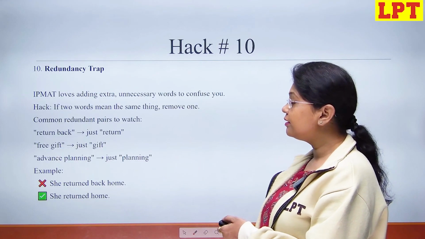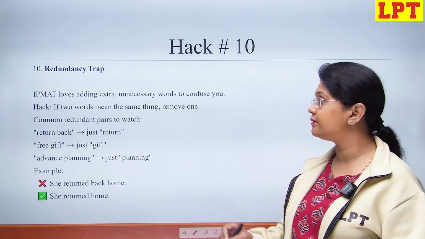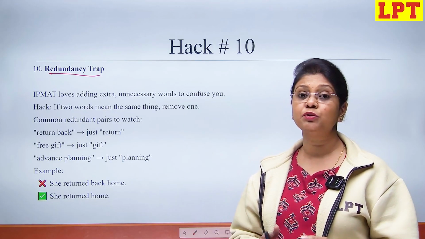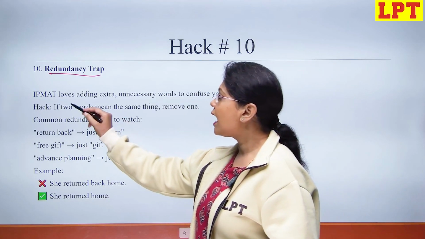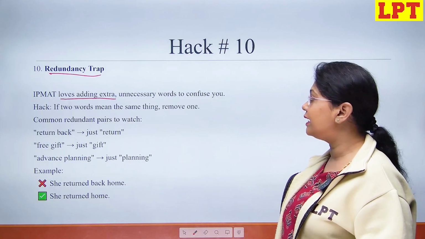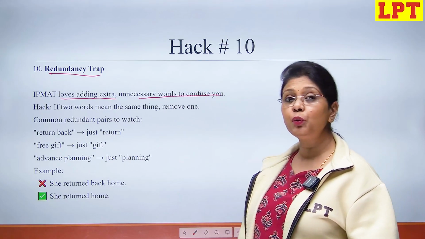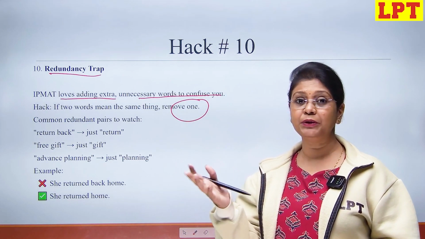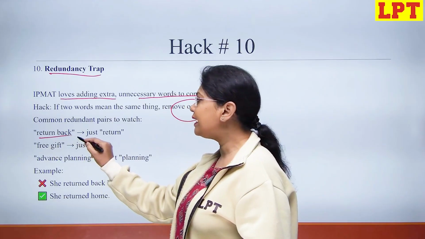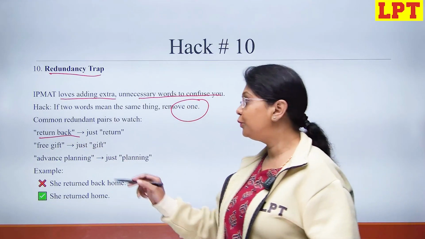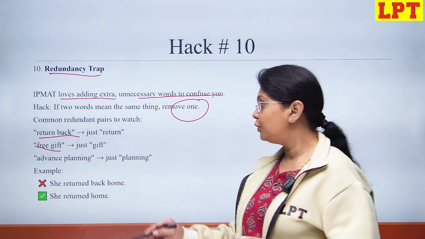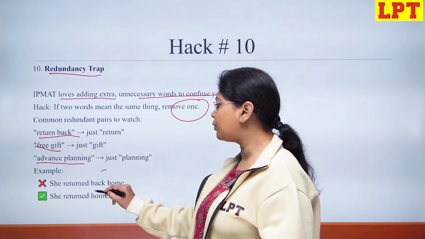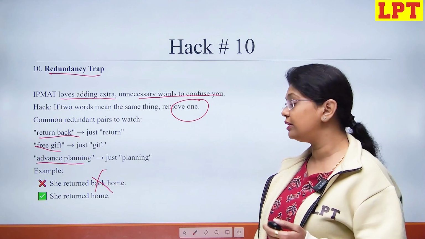And before we end this video, there is the last trick, that is the redundancy trap. Redundancy trap refers to using some extra word which is non-essential in a particular sentence. So IPMAT loves giving extra unnecessary words to confuse you. If two words mean the same, remove one. So if two words have a similar meaning, you need to remove one of them. For example, you don't say return back, you simply say return. You don't say free gift, you say gift. You don't say advanced planning, you simply say planning. So just remember, she returned back home is incorrect. You will actually be saying she returned home.